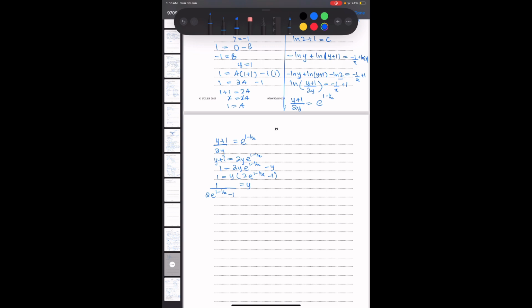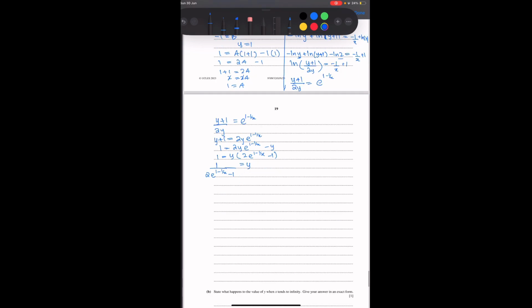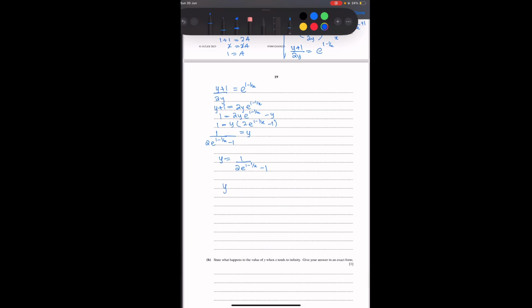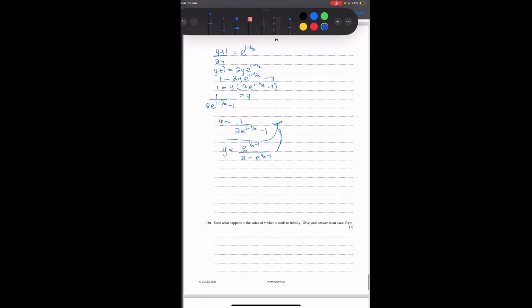So y is basically 1 upon 2e raised to power 1 minus 1 upon x minus 1. So this is an answer that y is equals to 1 upon 2e raised to power 1 minus 1 upon x minus 1. This is our final answer of question number 11, part A. In the marking scheme, they gave the answer as e raised to power 1 upon x minus 1 divided by 2 minus e raised to power 1 upon x minus 1. But these two are equivalent forms of each other, so this is also acceptable. This is the final answer.